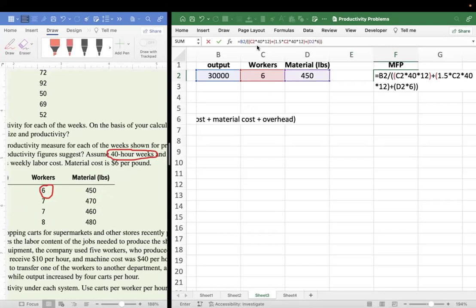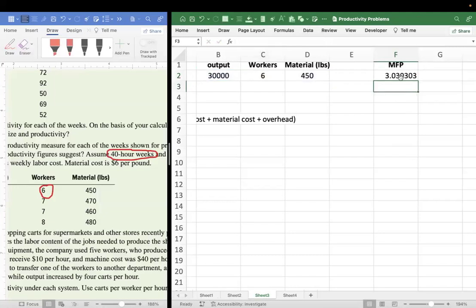In this formula, B2 is the numerator, which means our output, that's 30,000. This chunk represents labor cost. This piece in parentheses represents overhead cost. And this piece represents material cost. If I hit enter, it gives us a multi-factor productivity of 3.03.